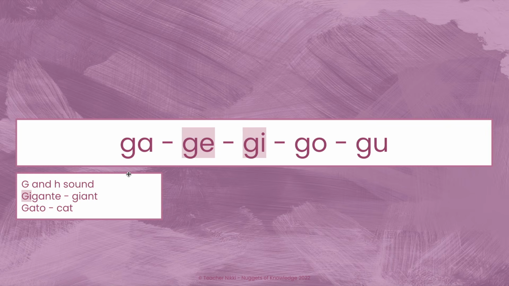G has two sounds, a g and an h sound. So the word giant is gigante, or the word cat is gato. So it's the same thing with ge, gi. You have that soft h sound. Repítanme. Ga, he, hi, go, gu.